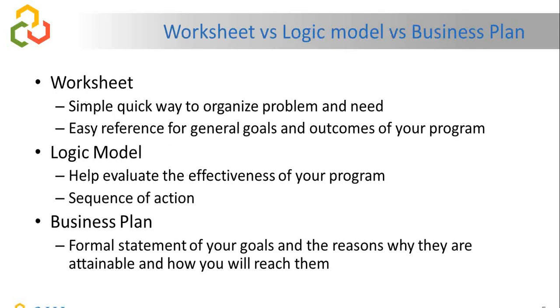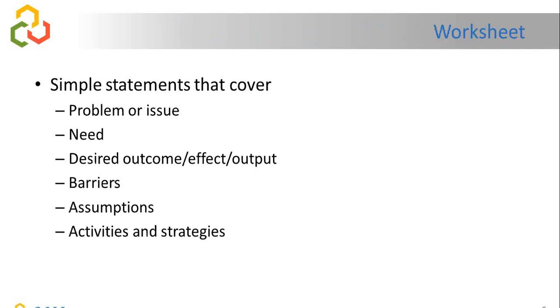So what are the differences between the 3 plans we're looking at? Your worksheet is going to be your simplest. It's a quick way to organize your problem and need. It's an easy reference for general goals and outcomes of your program. It's just a quick thing you can go through and double check yourself and make sure you're following your proper path. Your logic model is a little bit more involved, and it really focuses on making sure you've developed a way to evaluate the effectiveness of your program. You can think of it more as a sequence of action. And then the business plan is more of a formal statement of your goals, the reasons why they're attainable, and how you're going to reach them, and it tends to be the most detailed out of the 3.